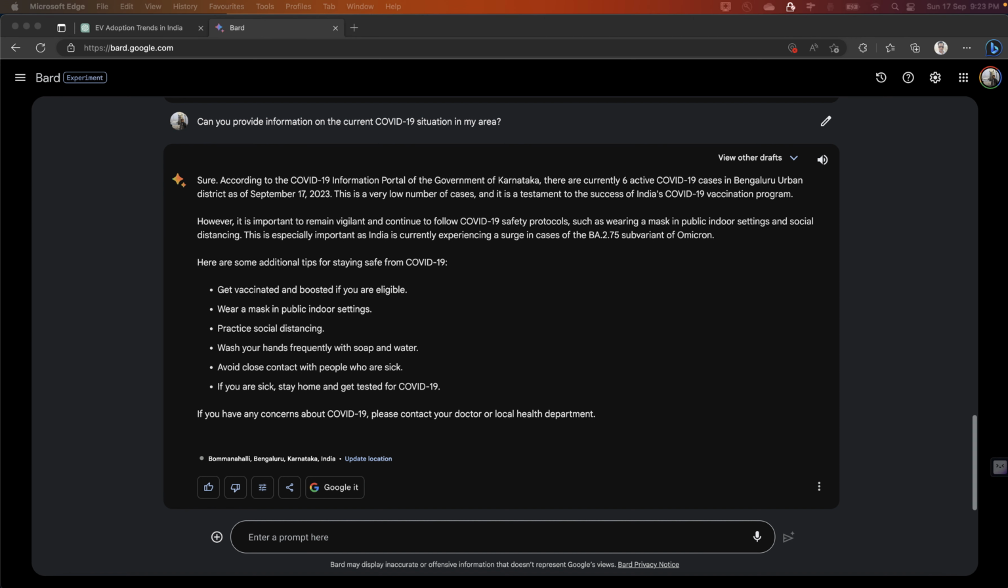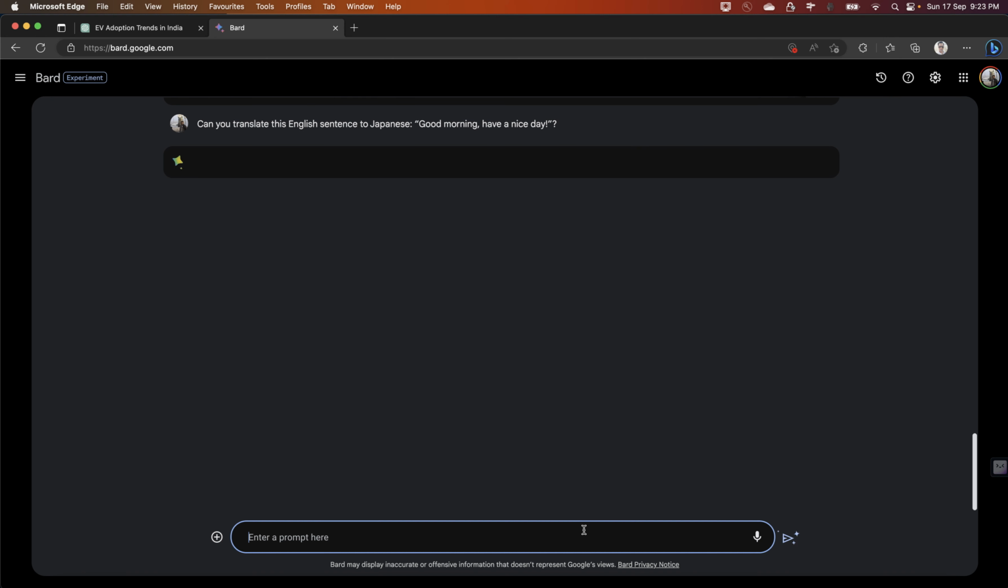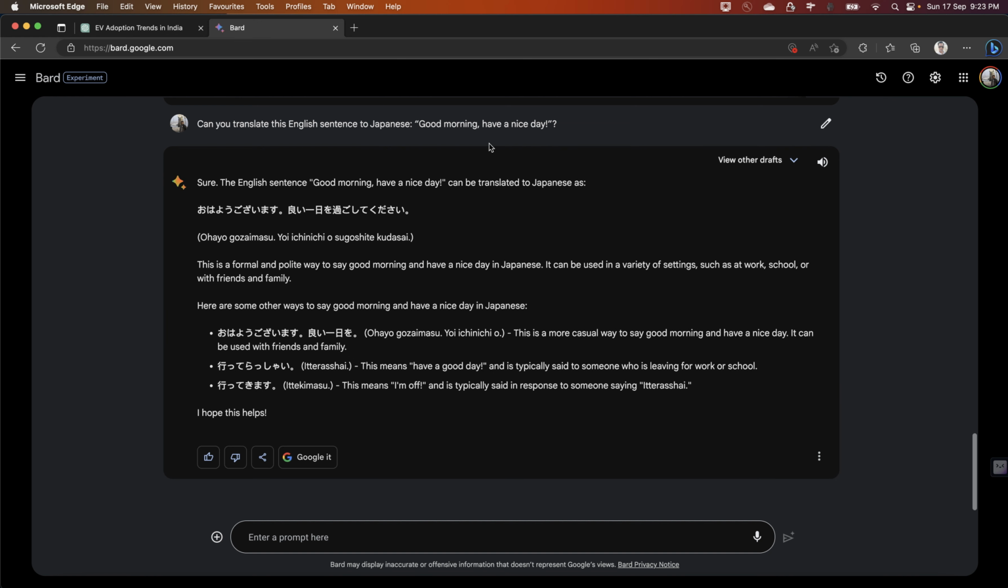Now let's try some other factors from Bard, like let's try some kind of translation. A common English sentence to Japanese, and let's see what it says. Good morning, have a nice day. And let's see the three variations which can be generated. I think this is alien to me.